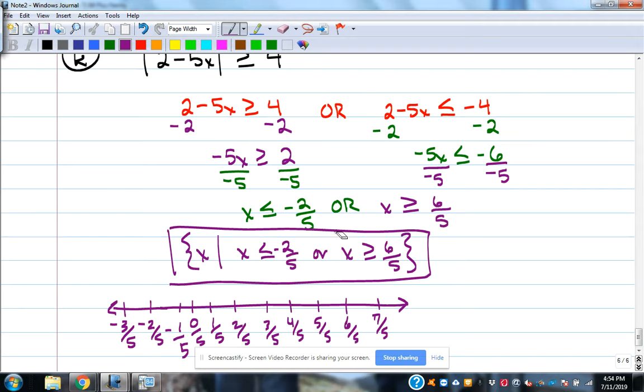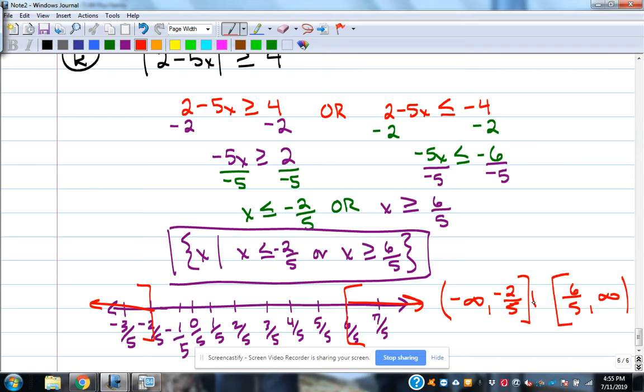So again, we're going to graph this. Less than or equal to negative 2/5. I'm going to go there, put a bracket, and go to the left. Go to 6 over 5, put a bracket, and go to the right. And that makes the interval notation super easy, because that's negative infinity all the way out here on the left, and it goes up to negative 2/5. Bracket, union, bracket, 6 over 5 to positive infinity. There's your interval notation for that.